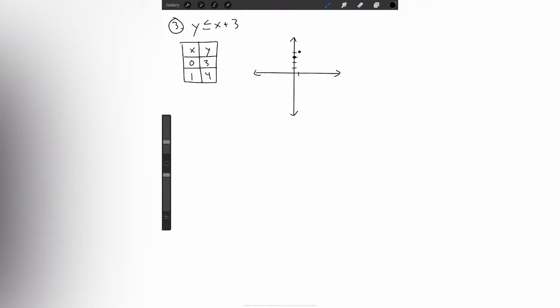And remember, since I have this symbol right here, a less than or equal to, it's going to be a solid line that goes through it. So, oh wow, that's ugly. It doesn't even go through it. Let's try that. All right, so there we go. All right, there's my solid line and all the values that are less than or equal to. So all the values down here that are less than, so you can shade all that in.